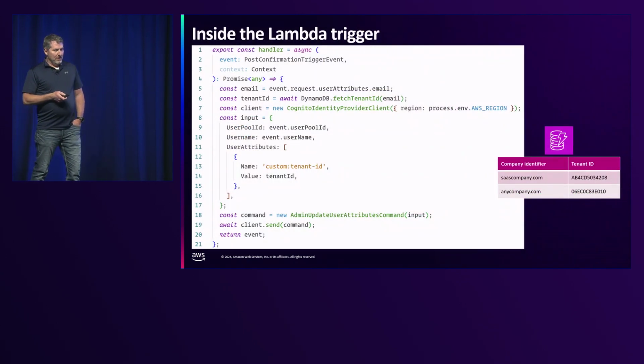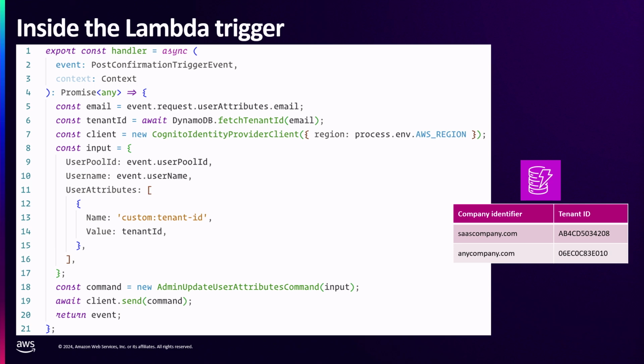Here's a version of that. It's obviously not production code, but this is a bridged version of that trigger. You can see, as I mentioned, it is strongly typed, so we do have a post-confirmation trigger event. This is TypeScript. That trigger event has, luckily, most everything we need to do the SDK call I mentioned, with the exception of our tenant ID.